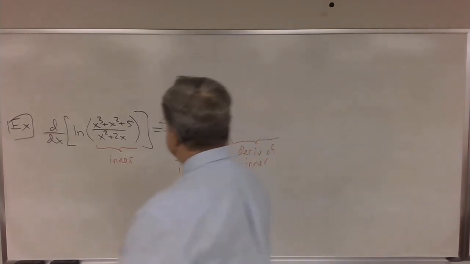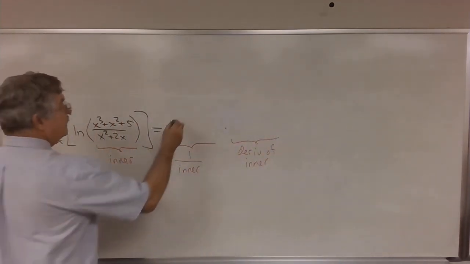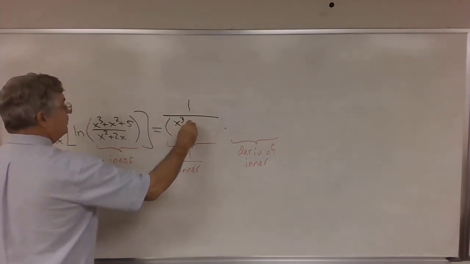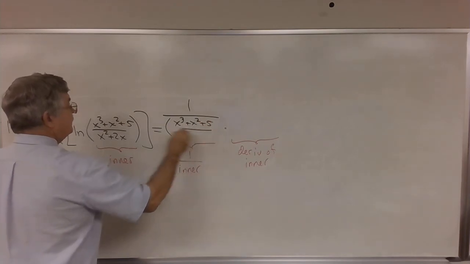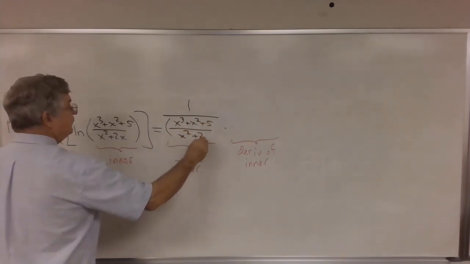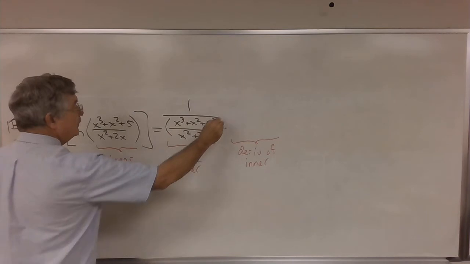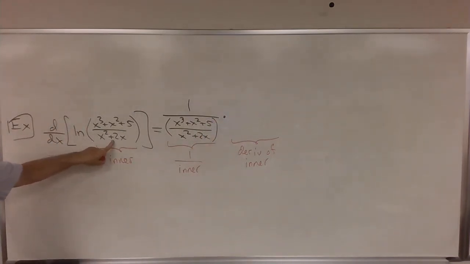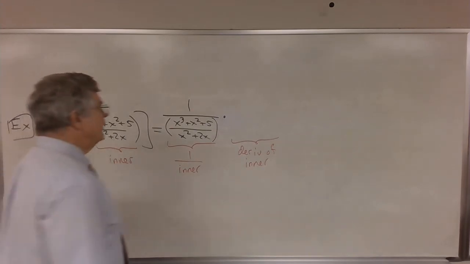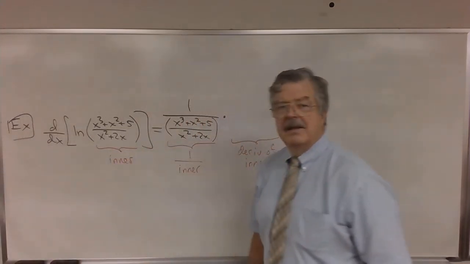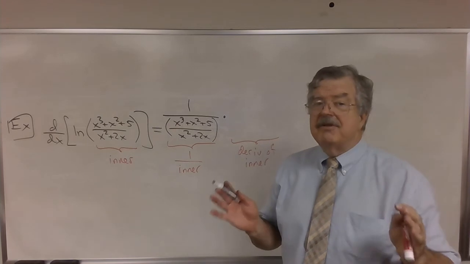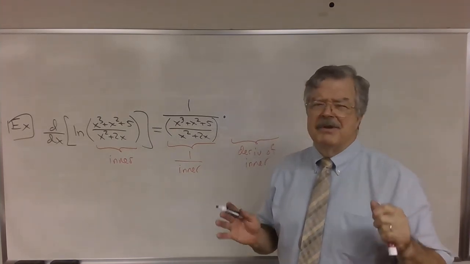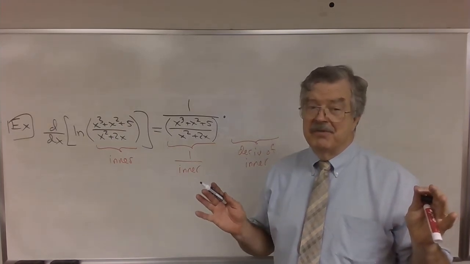Well, all right. 1 over the inner function. Okay, so that's going to be 1 over x cubed plus x squared plus 5 over x squared plus 2x. So there's 1 over the inner, times the derivative of the inner. Oh, the quotient rule. Well, if we have to use the quotient rule, it's a nice thing to have. But if we don't need to use it, we usually try to avoid using it.